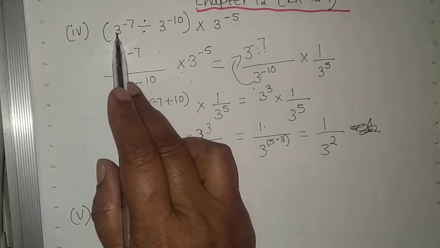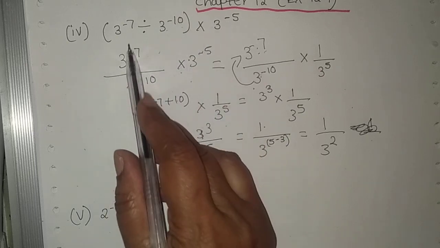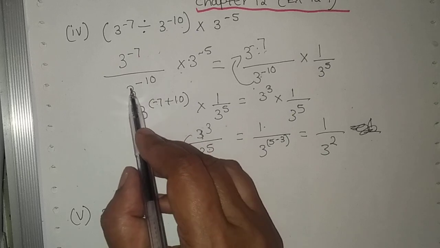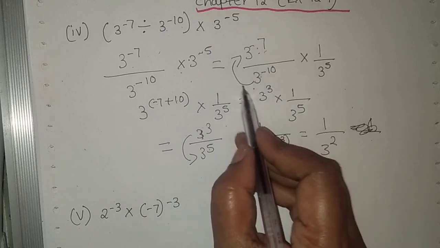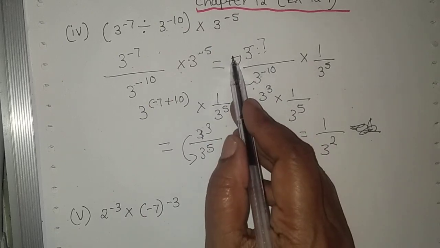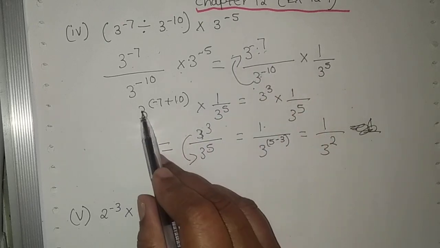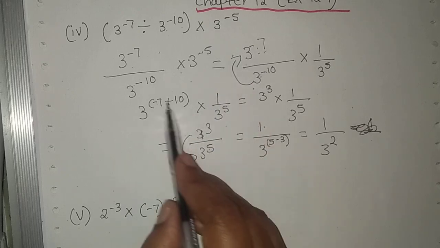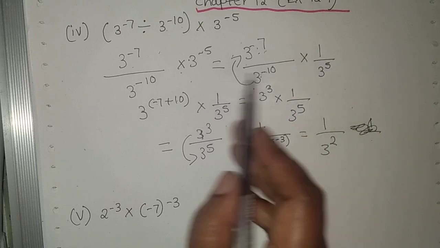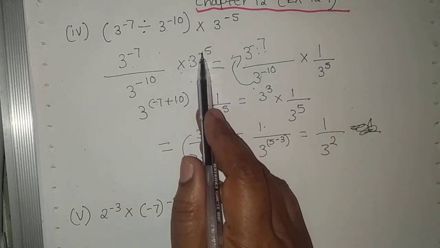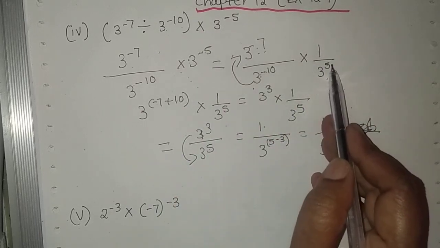So take the number given as 3 power minus 7 divided by 3 power minus 10 into 3 power minus 5. So write 3 power minus 7 by 3 power minus 10 into 3 power minus 5. Now we move this to the numerator. So moving this to the numerator, this minus 10 will become plus 10. So how to write? 3 is the base, common to both, then write the powers, minus 7 plus 10 into 1 by, this one, since it is negative here we have to make it positive. So bring this to the denominator. This becomes 3 power 5.